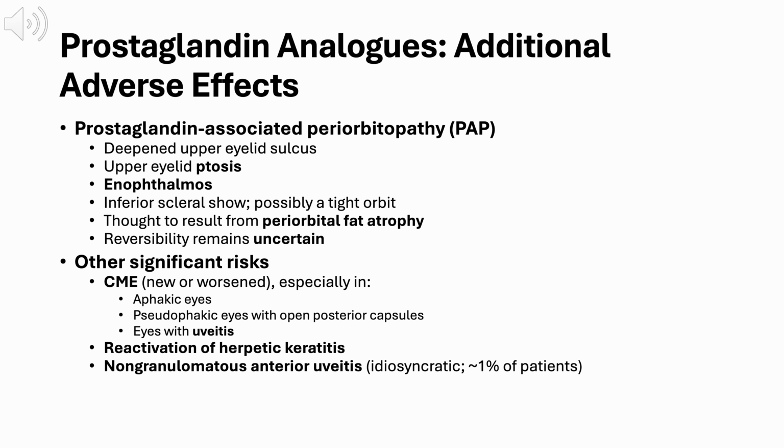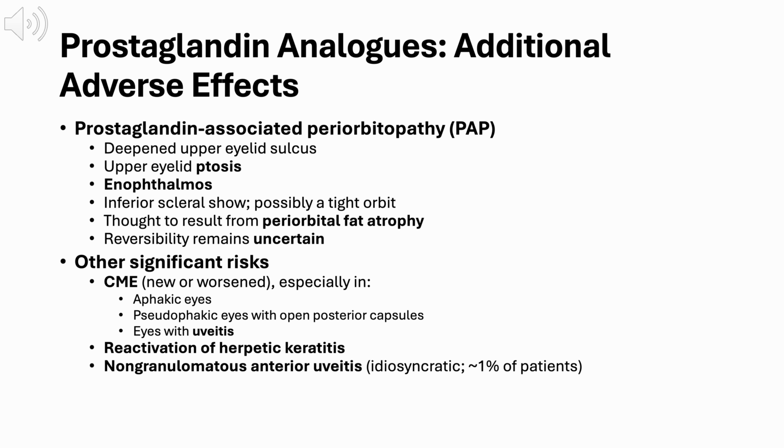Beyond the more common cosmetic and ocular surface changes, prostaglandin analogues can also cause structural changes around the eye, known as prostaglandin-associated periorbitopathy, PAP. This includes a deepened upper eyelid sulcus, upper eyelid ptosis, enophthalmos, and increased inferior scleral show, which can give the orbit a tighter appearance. These findings are thought to result from periorbital fat atrophy, and while some improvement has been reported after discontinuation, the degree of reversibility remains uncertain.